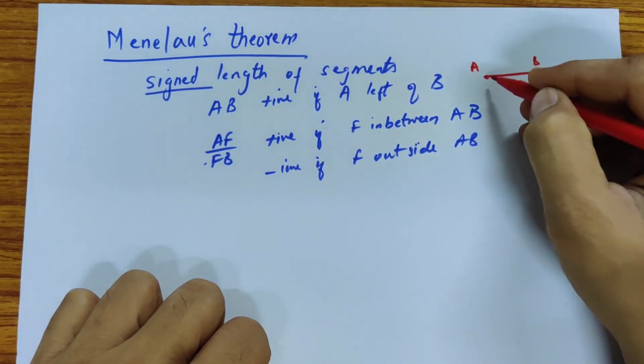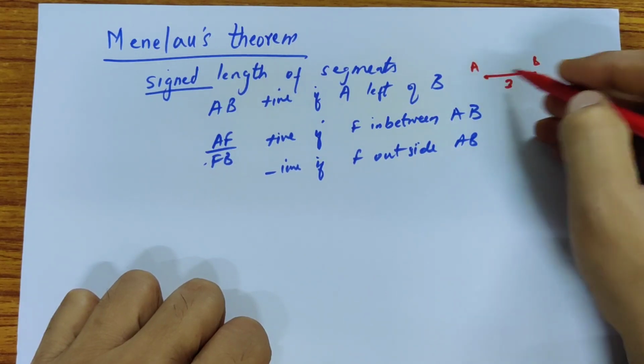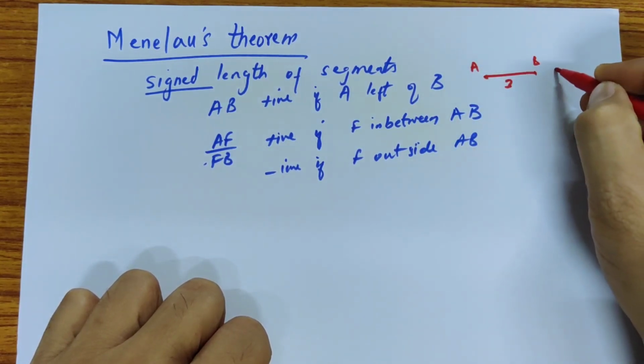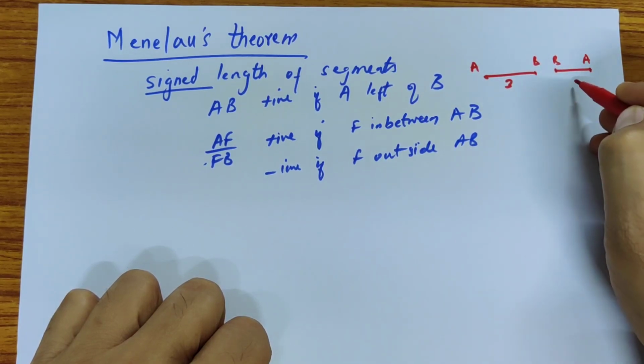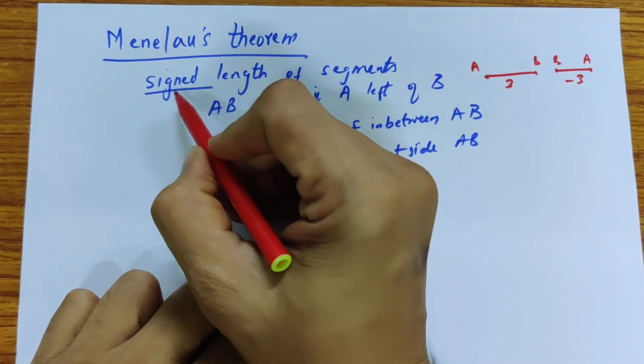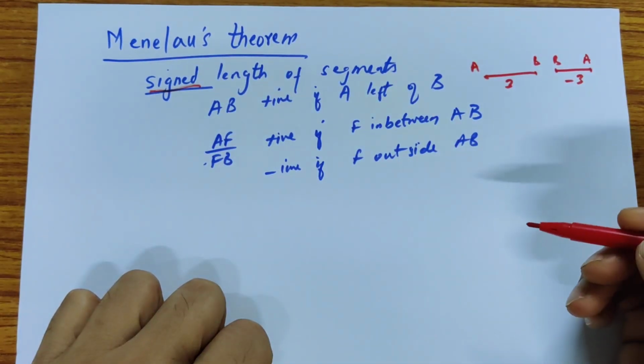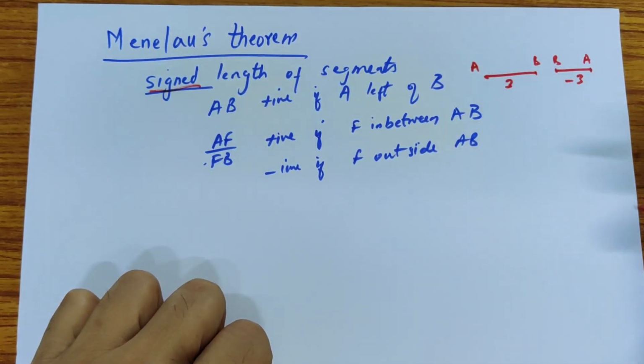You say if A is to the left of B, then it is positive. If A is to the right of B, it is negative. So this is negative 3. That's the idea of a signed length. Now, given that the triangle is going to have all kinds of orientation, how will this make sense?